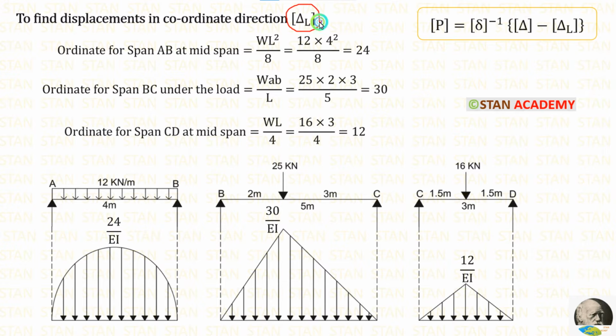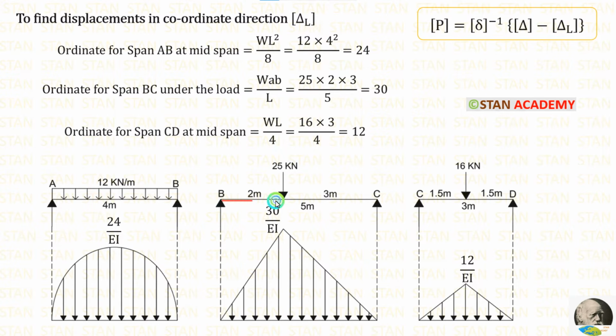In this formula, first let us calculate the delta L matrix. To make the delta L matrix, we have to form the conjugate beams using the loads. First, in the beam AB, let us make the conjugate beam. Here, UDL 12 kN per meter is acting for the full span. If in the simply supported beam, UDL is acting for the full span, the formula to calculate the maximum bending moment is WL square upon 8. Here W is 12, L is 4. When we apply inside the formula, we are getting 24.